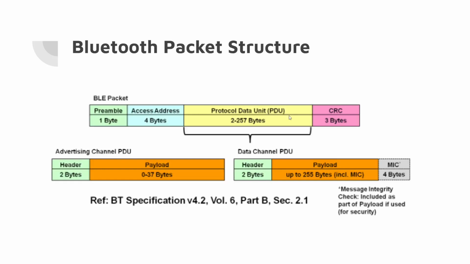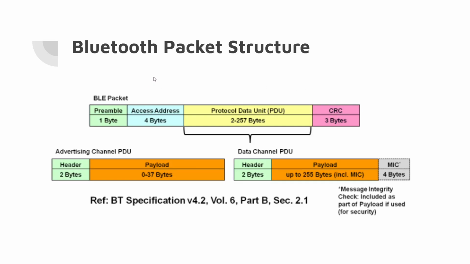Okay, finally, we're just going to take a brief look at packet structure. The packet structure has a preamble, an access address, a PDU, which is a protocol data unit, which is basically, think of it as a payload. I know it says payload here, but really it's just a payload with a header, more or less. And then the CRC is used for error detection.